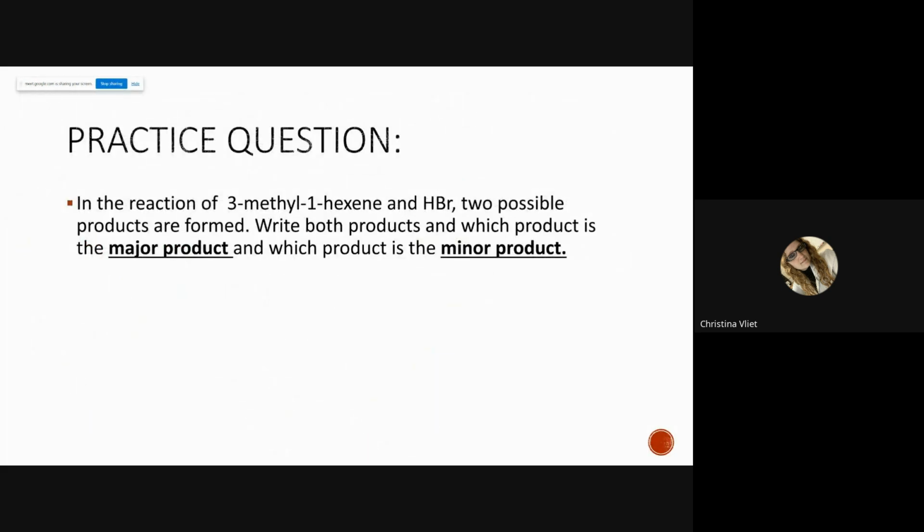So, practice question. In the reaction of 3-methyl-1-hexene and HBr, 2 possible products are formed. Write both of them and indicate which is the major and which is the minor. I'm going to ask you, would you like me to do this in skeletal, structural, or displayed form? Did you say displayed? Okay. So, we start with 1, 2, 3, 4, 5. I heard more people say displayed. So, 6 carbons, yes? On carbon 1, we do what? Double bond. On carbon 3, we do what?